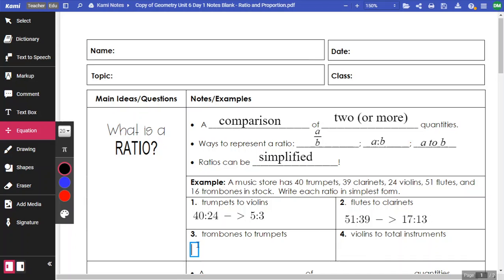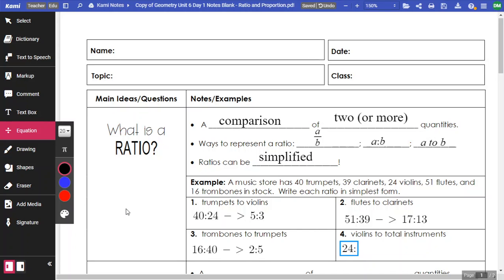Okay, we've got 16 trombones, we've got 40 trumpets, and just like in number 1, it looks like our greatest common factor is going to be 8. So once we divide both of these numbers by 8, we end up with 2 to 5. All right, and then lastly, we need to compare violins to total instruments. So violins, that's easy. It's given to us right here, 24. But how many total instruments do we have? Write that in the box there.